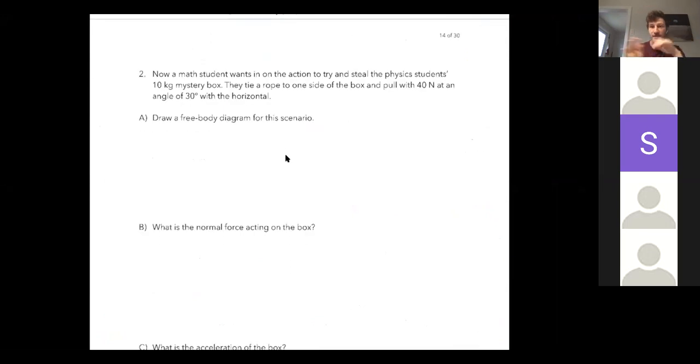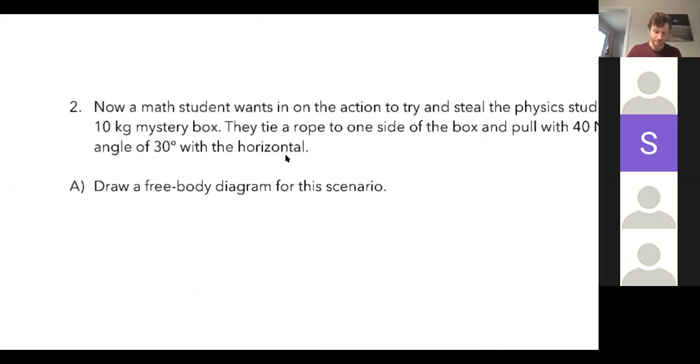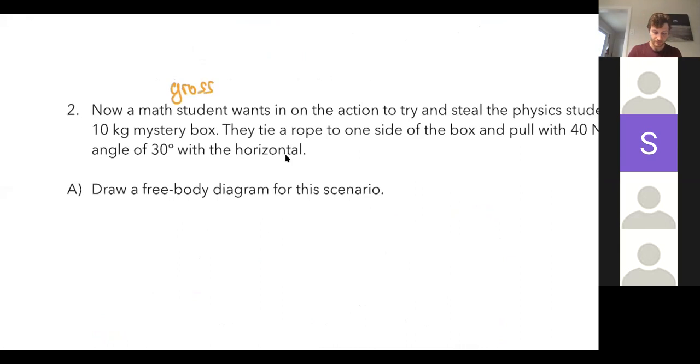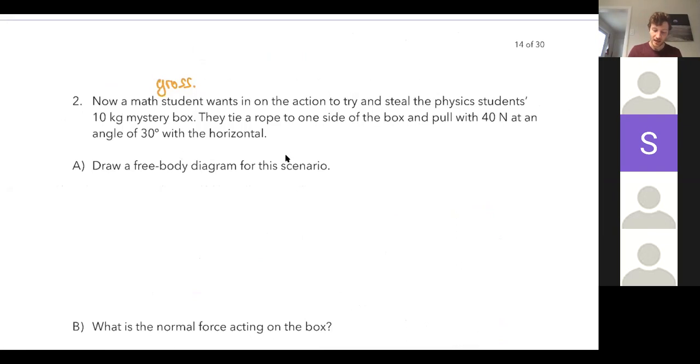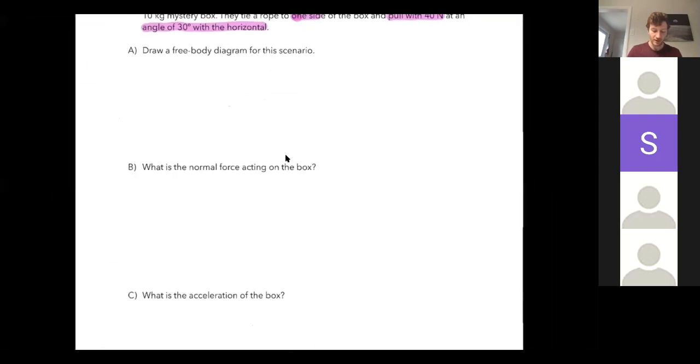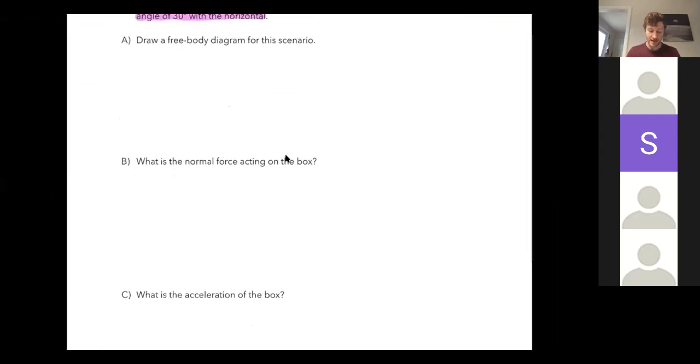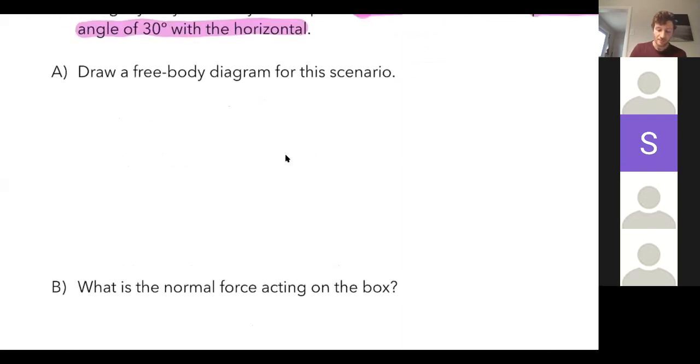So let's add an X direction in now. Let's get some movement side to side. Okay, so now a math student comes along, and they want to try to steal that mystery box. They tie a rope to one side of the box and they pull with 40 newtons at an angle of 30 degrees to the horizontal. So we want to draw a free body diagram, figure out what the normal force is, and then find the acceleration of the box.